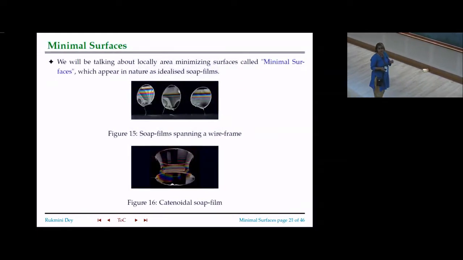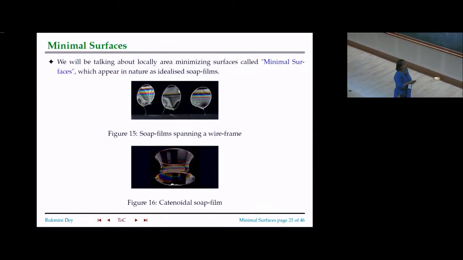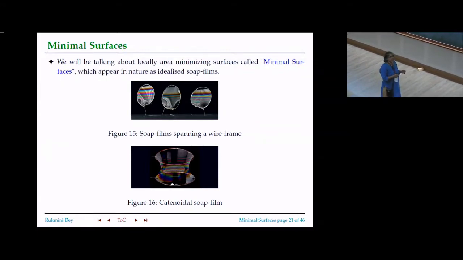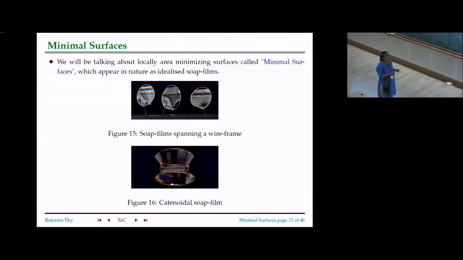Okay, now we come to the main part of the talk. I'll skip most of it, but just to give you a flavor, supposing you take a wire frame and you dip it in soap solution, you will see surfaces like this. These are called soap films, and today I'm going to talk about these objects and their geometry. Okay.